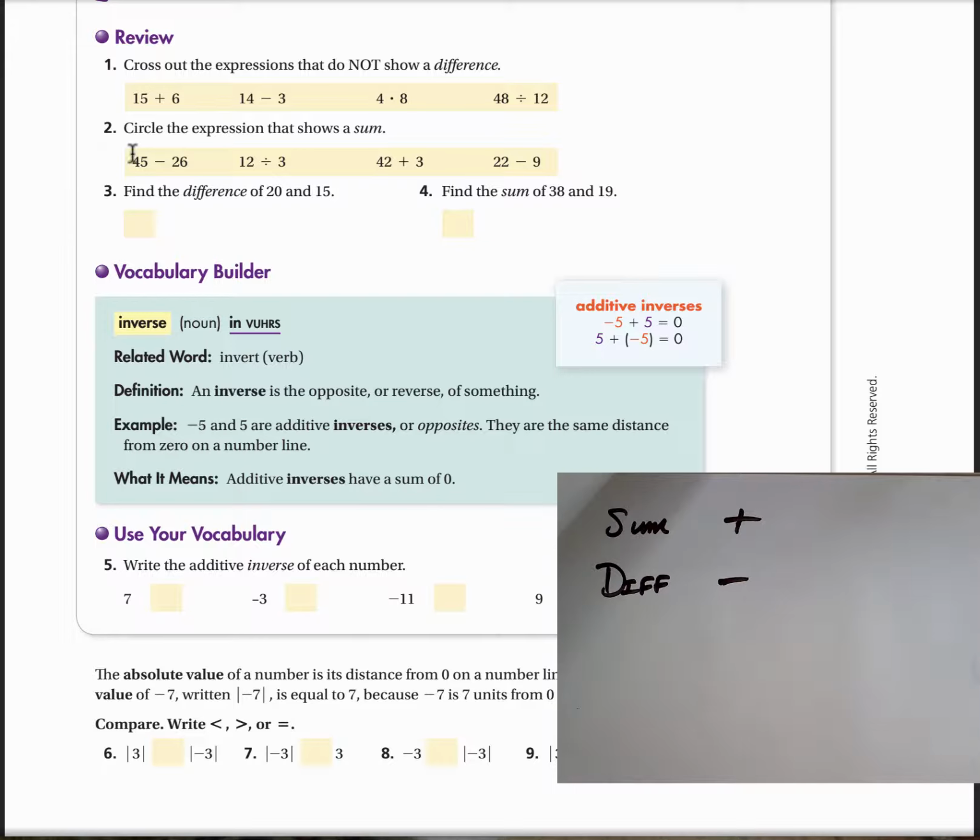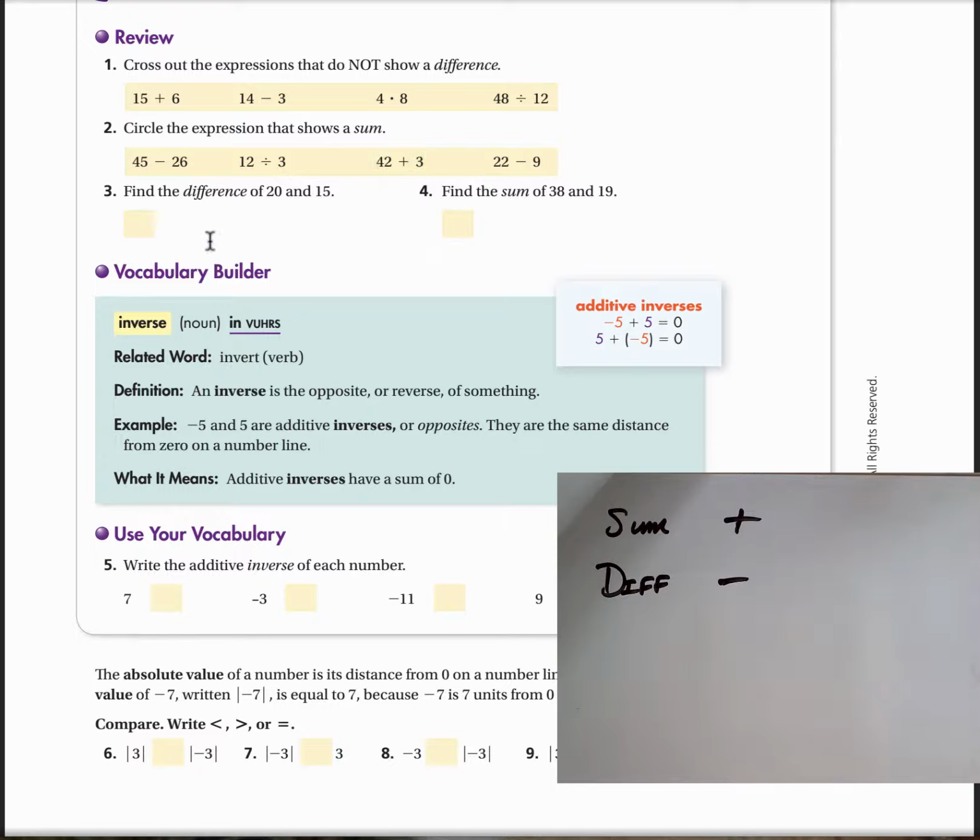Number 2 says, circle the expression that shows sum. Remember that sum means plus. Well, let's look for the one that has plus. This one has minus. This one has divide. Up 42 plus 3. This is the one we would circle that shows the sum.